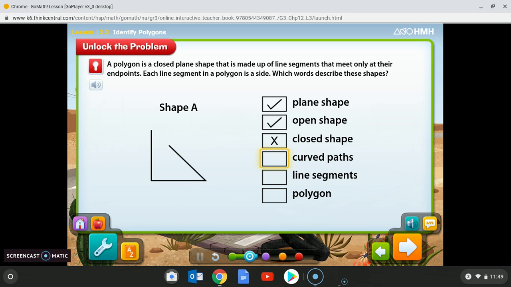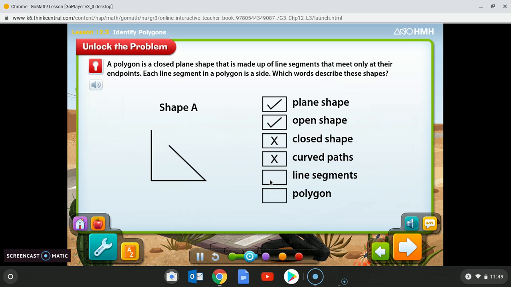Now, this is a new word. The first three were just review, but curved paths are just exactly what it says. If you're thinking of a curve, you think of something that is round, right? So, is there any round parts of this shape? The answer is no. We have nice, straight lines. So the answer is no. There's no curved paths on this shape. And as we go through and get more examples, yes, we're going to be able to see those curved paths.